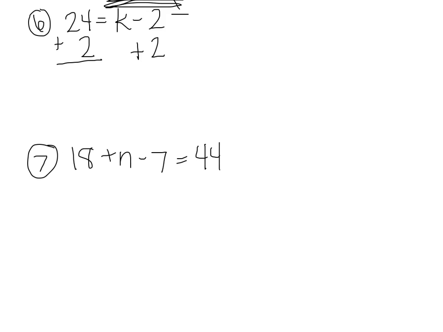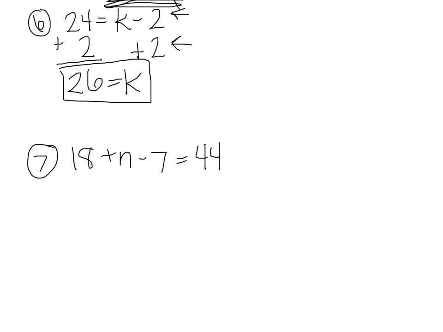So I have a positive 2 and I have a negative 2 and a positive 2. They zero each other out, so I'm left with just a k on this side of the equal sign. Then I have 24 plus 2, so I get 26. K equals 26.